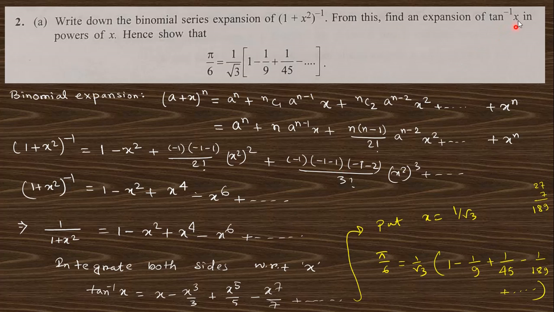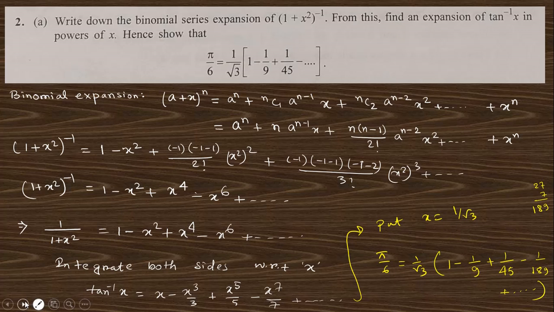Okay. So we need to find tan inverse x. If we integrate on both sides, the integration of dx by 1 plus x square is nothing but tan inverse x, the integration of dx is x, the integration of x square is x cubed by 3, the integration of x to the 4 is x to the 5 by 5, and so on. So we get this expression for tan inverse x by integrating this infinite series. Simple. Now you need to put in pi by 6. If x equals 1 by root 3, then tan pi by 6 is 1 by root 3. So we put x equal to 1 by root 3 on both sides, and we get pi by 6 on the left. This will be proved.